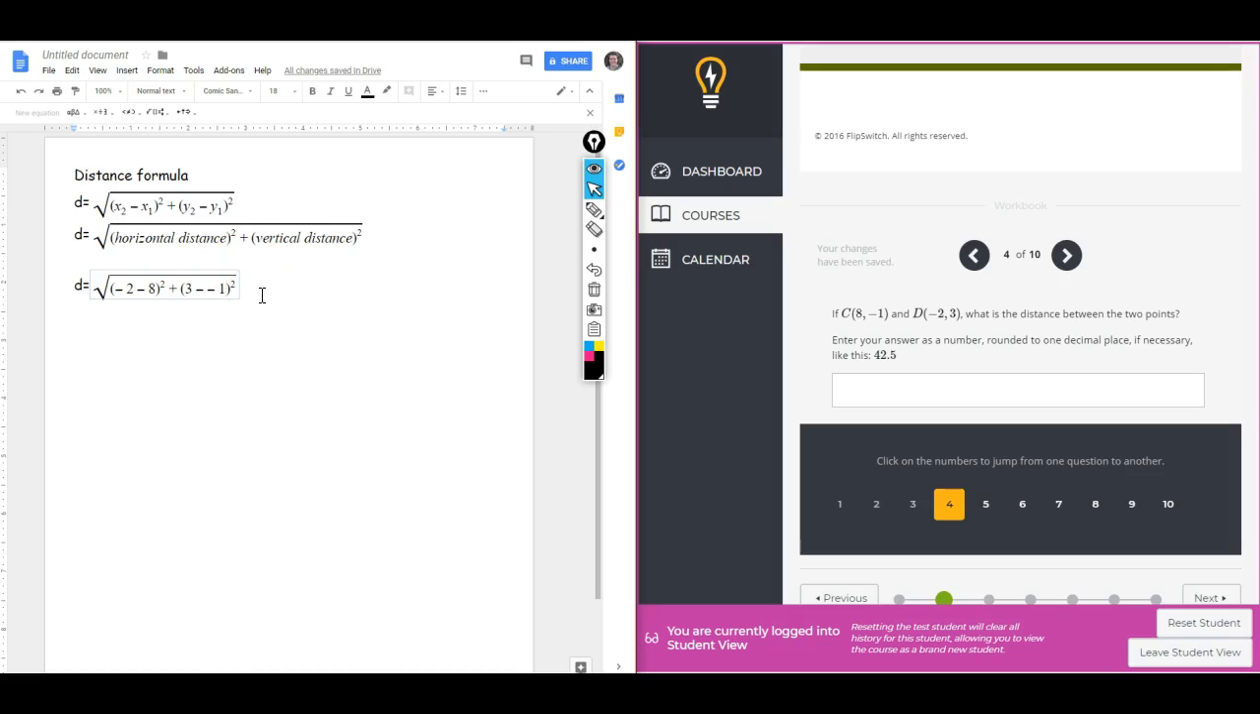And I write it out like that to hopefully trigger that a subtract minus a negative changes to a plus. So this is actually plus 1. So then when we look at this formula, we have the distance is equal to, well, negative 2 minus 8 is negative 10, and 3 plus 1 is 4.